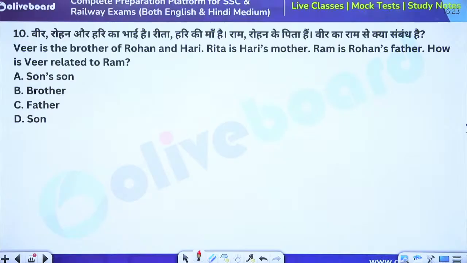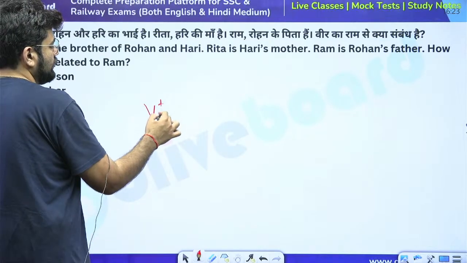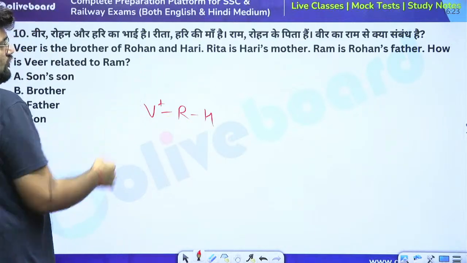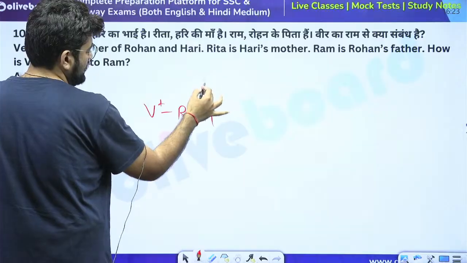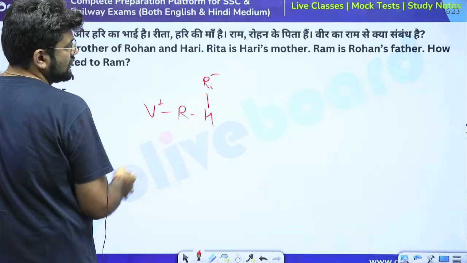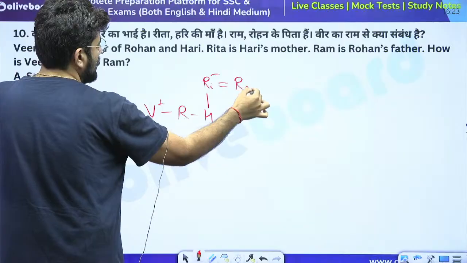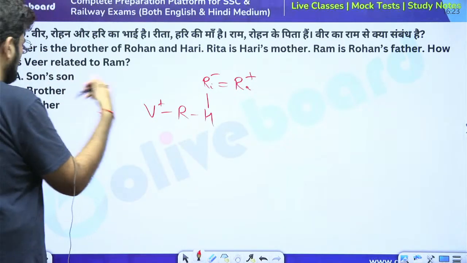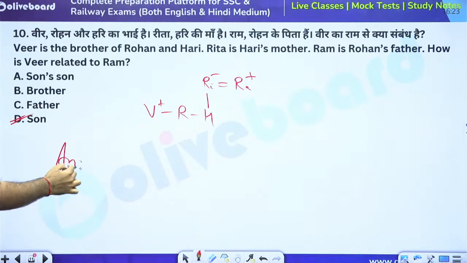Veer is the brother of Rohan and Hari, but we don't know whether Rohan and Hari are males or not. Rita is Hari's mother. Ram is Rohan's father. How is Veer related to Ram? Son. Son, option D. Easy.